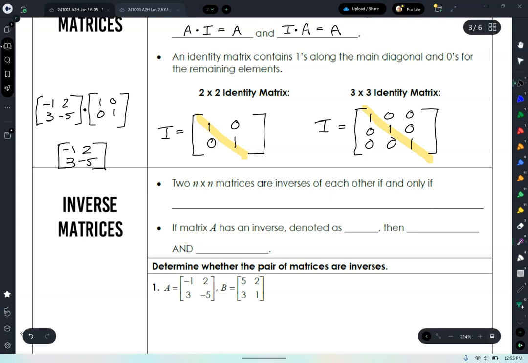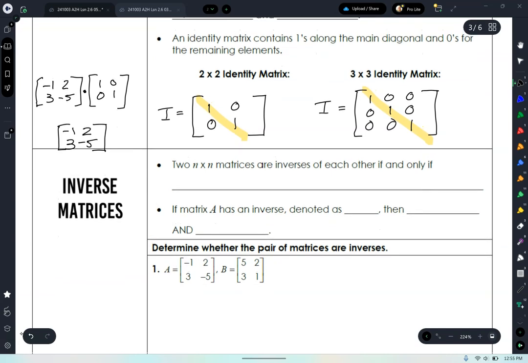Okay, good. All right, let's talk about inverse matrices. These are your reciprocals, right? Like 2/3 and 3/2. When we multiply 2/3 and 3/2, what do we get? We get 1, right? That's what makes numbers reciprocals. They have a product of 1. 1 is the identity number in multiplication. What do you think is going to happen when we multiply 2 inverse matrices? We're not going to get a 1. We're going to get the matrix version of 1, which is the identity matrix.